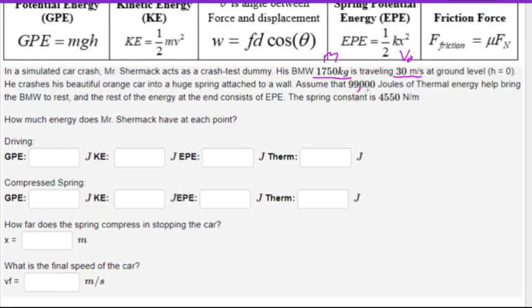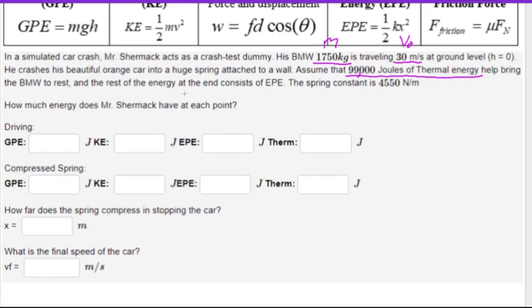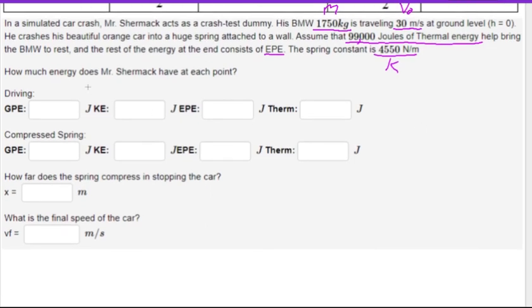Assume that 99,000 joules of thermal energy, so it basically tells you that this is thermal, help bring the BMW to rest. And the rest of the energy at the end consists of elastic potential energy. The spring constant we know is k, is 4,550 newtons per meter. How much energy does Mr. Shermack have at each point?